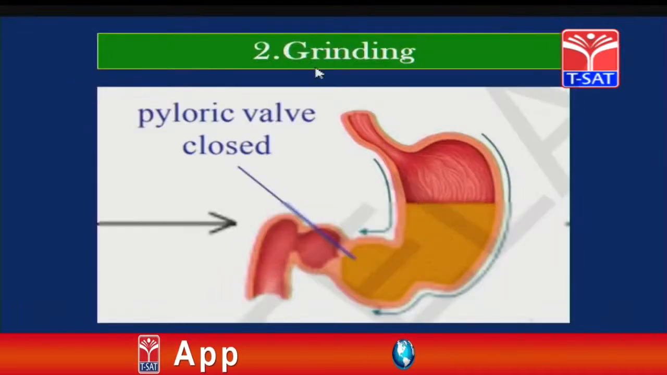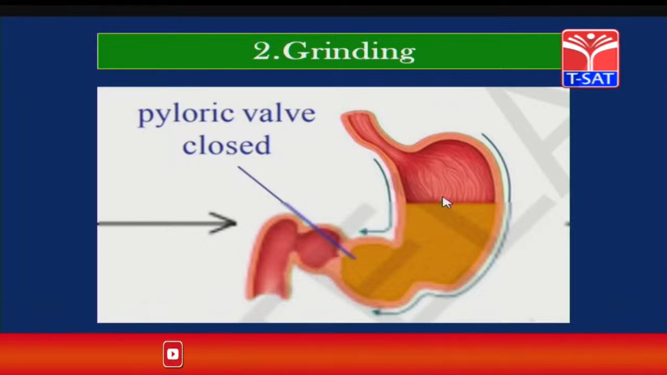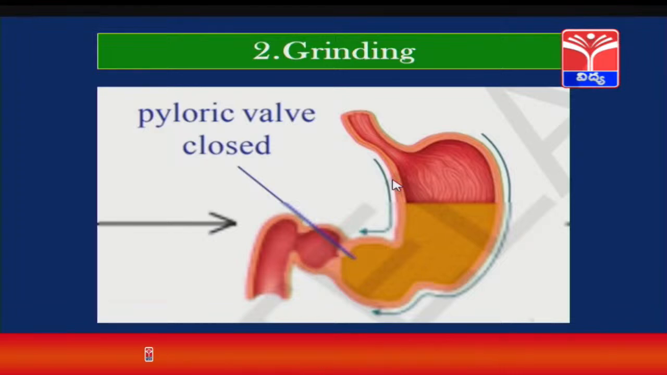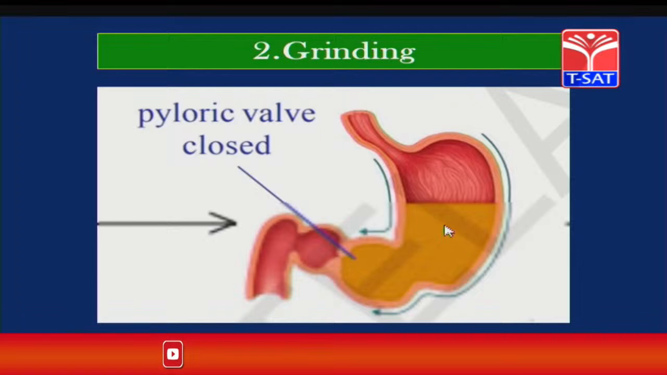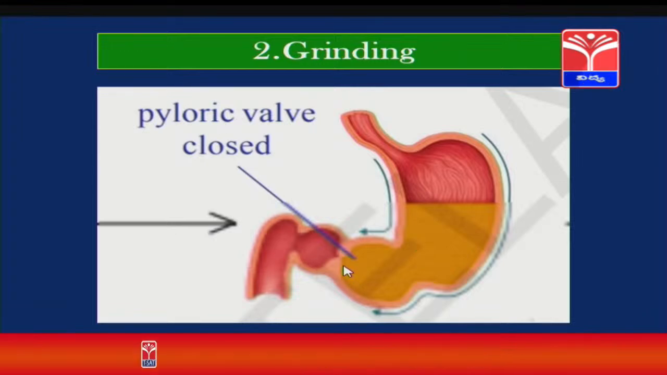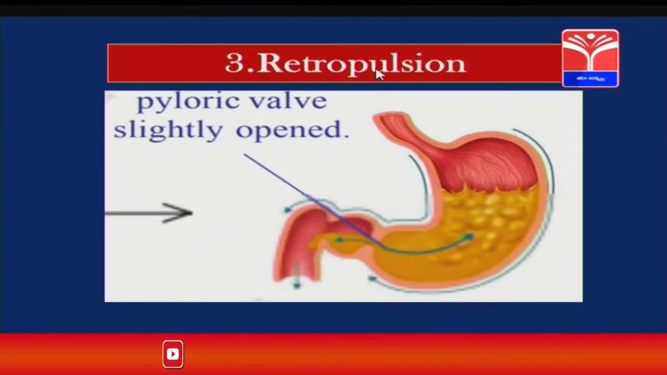The second function of the stomach is grinding. Here the wall of the stomach contains muscles which show a series of contractions and relaxations. These movements are specifically called churning movements, and these movements will help in grinding the food thoroughly inside the stomach. This is called grinding. Even during the process of grinding, the pyloric valve is closed, restricting the entry of contents from the stomach into the small intestine. The third function is retropulsion.